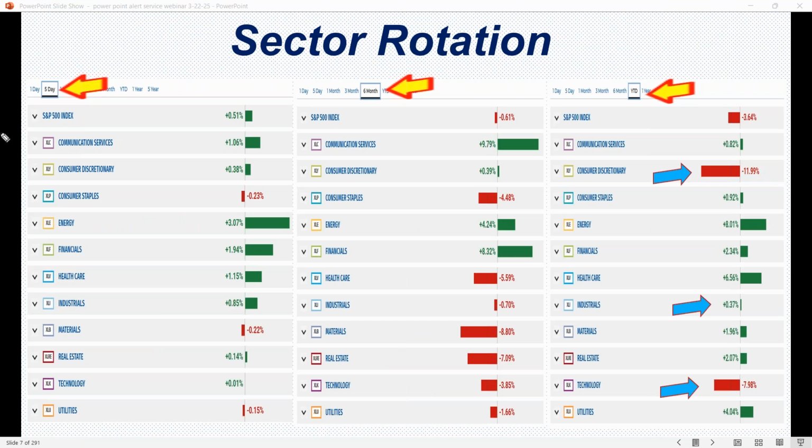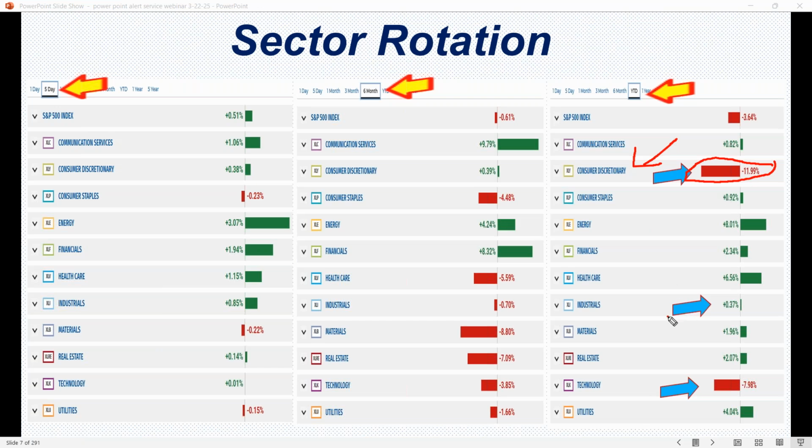So you can see here, if we go back just year to date, you can see where the money was coming out of, consumer discretionary. Things like Tesla were getting beaten up. We had a lot of discretionary stocks that were just getting pushed to the downside really hard. So this is a sector we want to focus on going forward. It's been really beaten up.